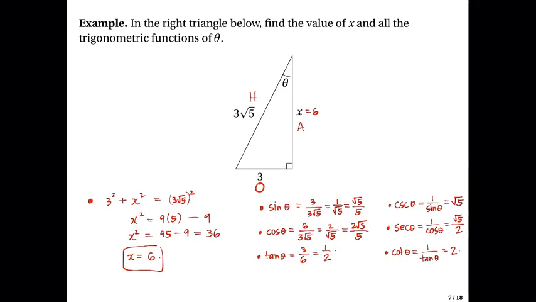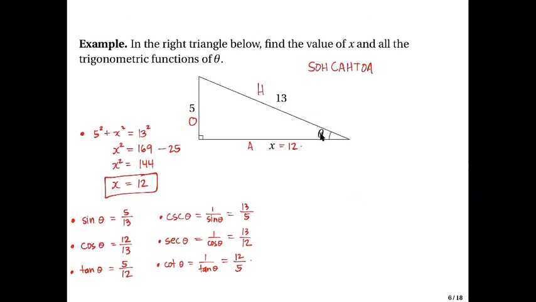So again, take note of the location of theta. And from that location, you assign the adjacent and the hypotenuse. So this is your theta. This is that part. The opposite side will be this. The adjacent side will be this. And if we look at the previous problem, this is your theta. The opposite side is this. The adjacent side is this.